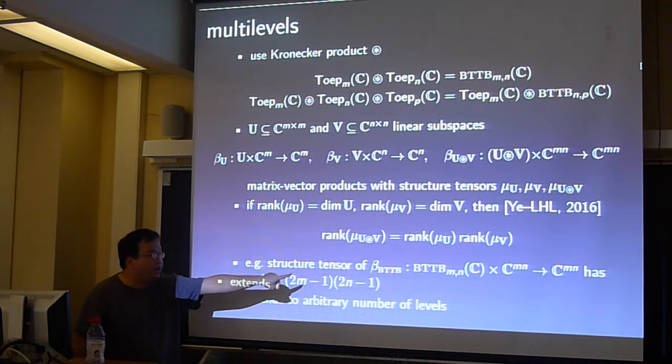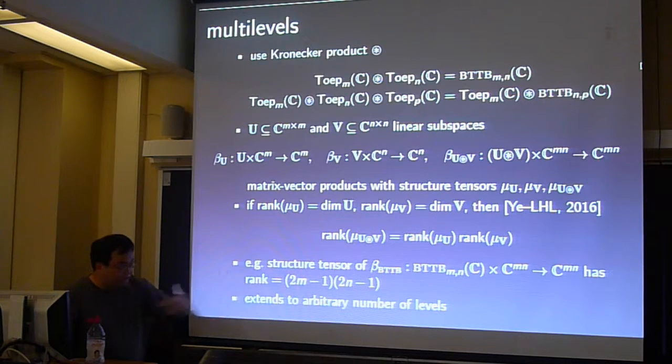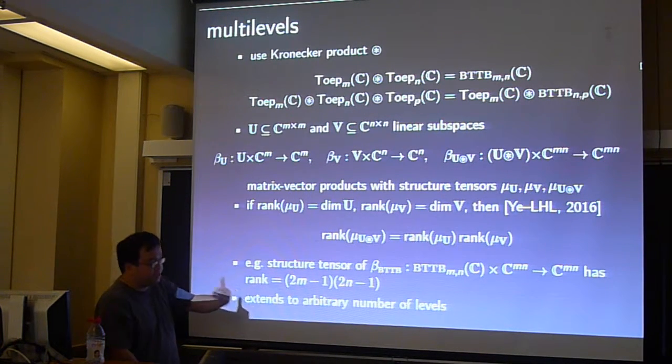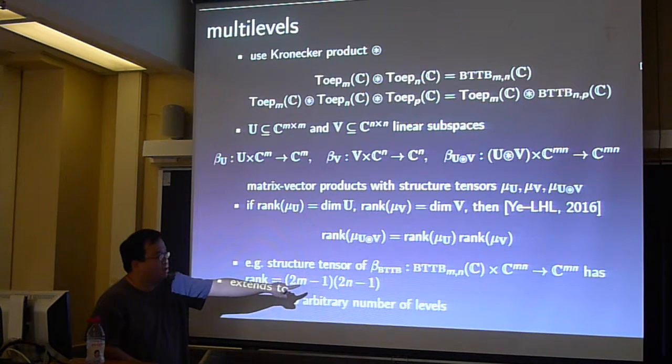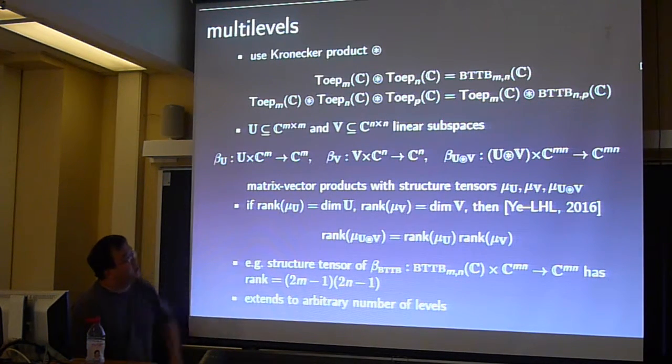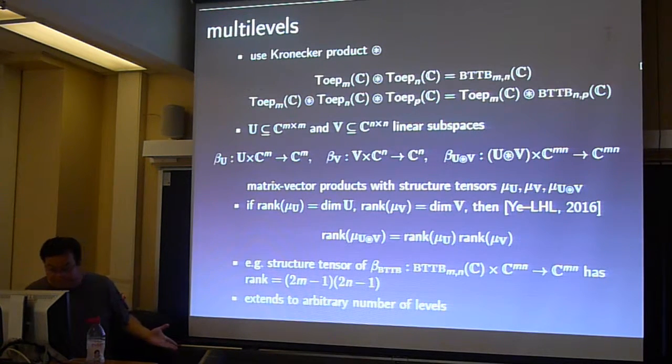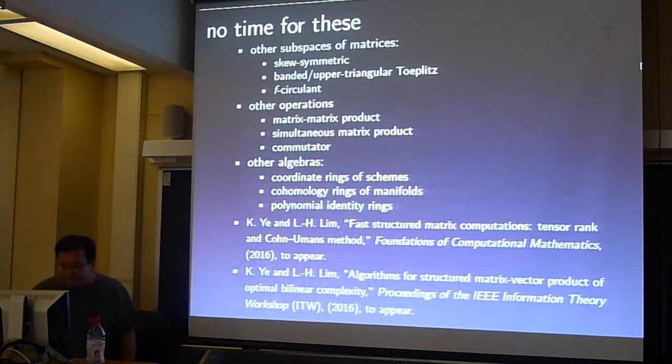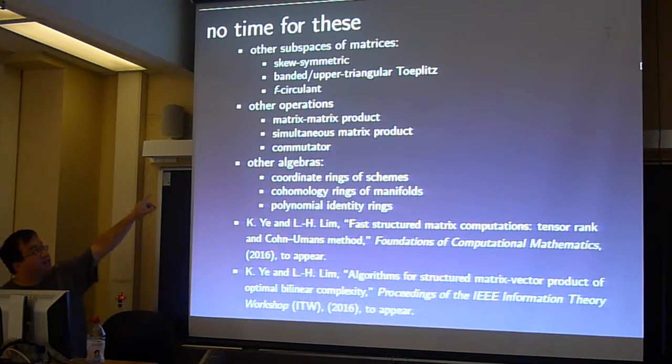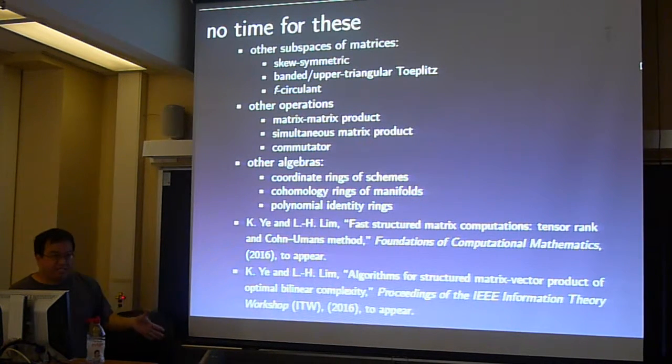So in particular, the tensor rank, or the bilinear complexity, of a BTTB matrix multiplied by a vector is (2n minus 1) times (2n minus 1). For this kind of matrices, it extends to an arbitrary number of levels, because this result extends to an arbitrary number of levels, with that condition I cannot remember satisfied. Now I don't have time to discuss other things, but the technique that I discussed applies to almost any structured matrices you're interested in, as long as they form a subspace of the space of all matrices.